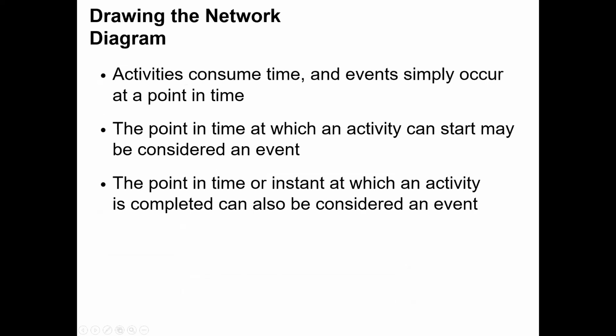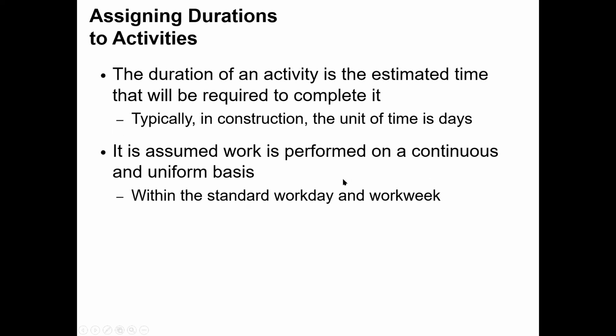So in the network diagram, there are some activities. They consume time, and an event simply occurs at a point in time. So that is the summary. What is an activity? What is an event? Activity consumes time, events do not. The point in time at which an activity can start may be considered as an event, and also the point in time the activity ends is also an event, right?